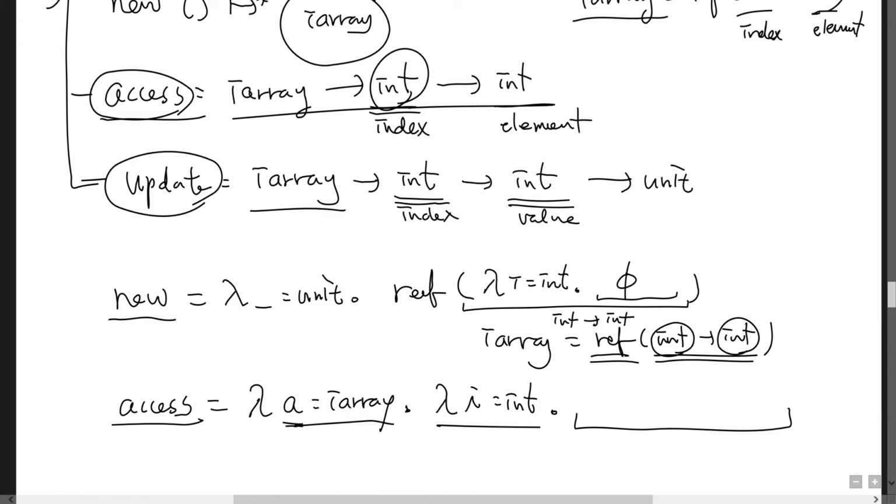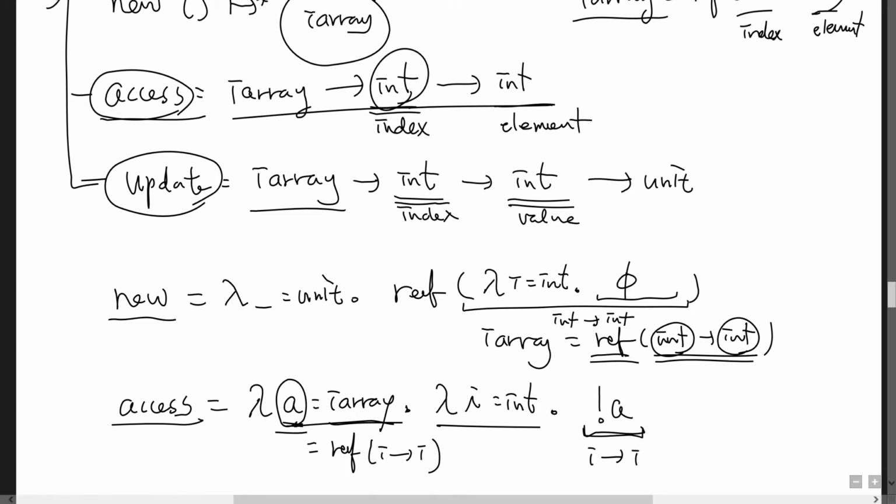So it's time to dereference this reference. A has type integer array, so it is reference integer arrow integer. First you have to dereference this variable A, so you dereference with this bang A. And what's the type of this bang A? It is integer arrow integer. So now it's a matter of applying this function to this index I.